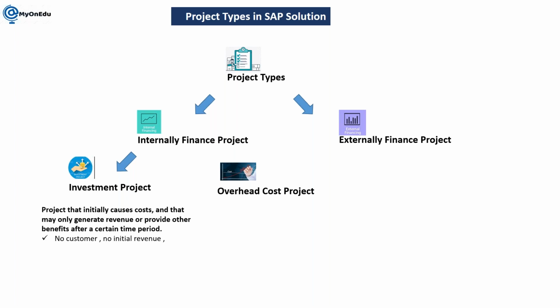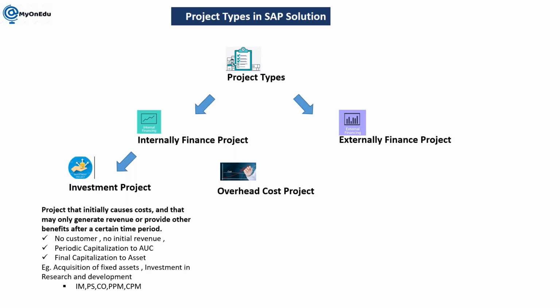So here, in an investment project there is no customer, no initial revenue, periodic capitalization to AUC, and final capitalization to asset. Acquisition of a fixed asset is one example, and investment in research and development is also one example. Finally, solutions are available in IM, PS, CO, PPM, and CPM. Majorly, the major part will be included in IM, PPM and PS. The others are supporting modules, whether it is CPM or CO.